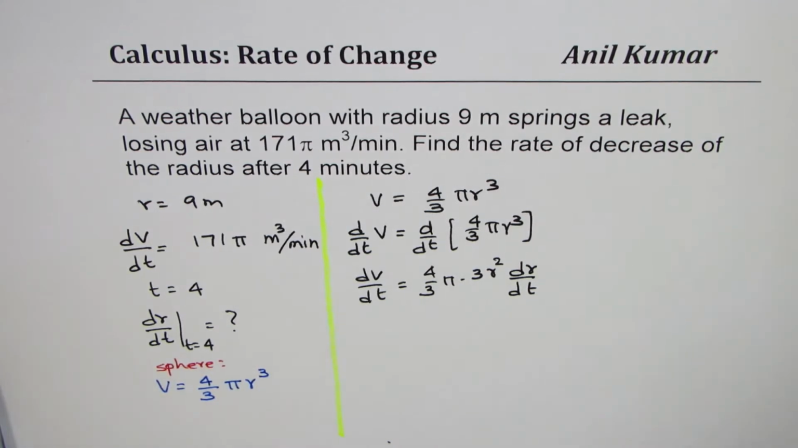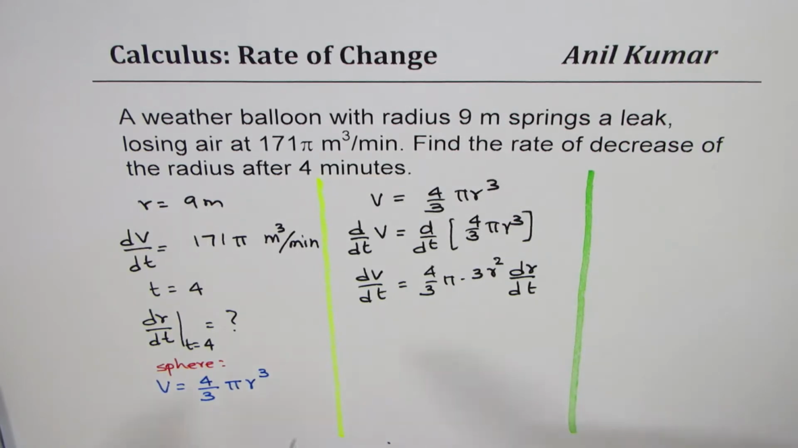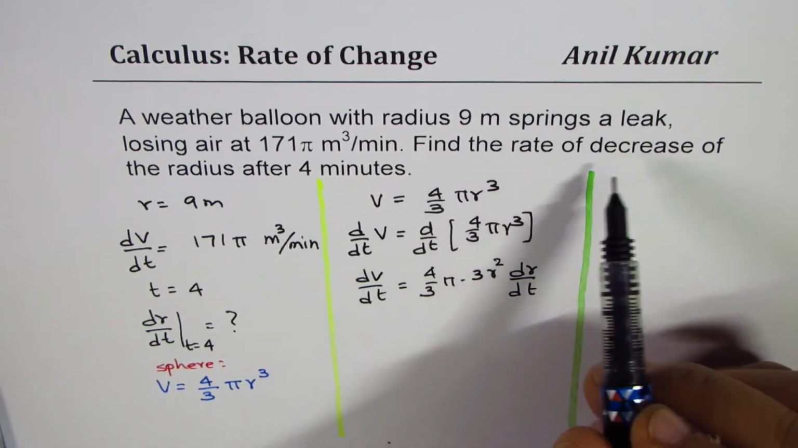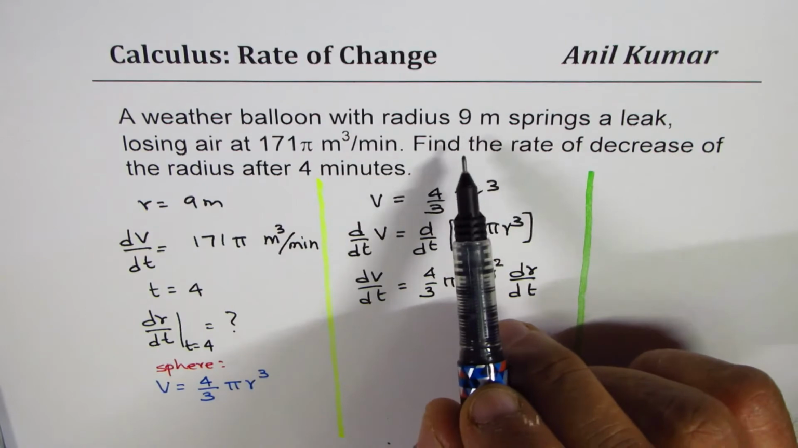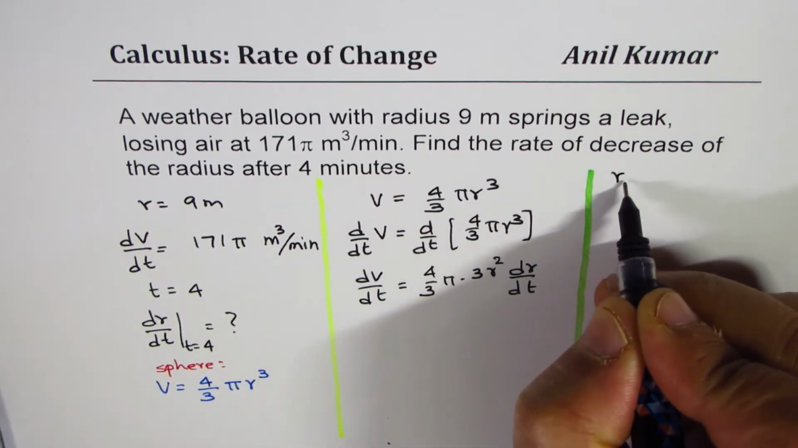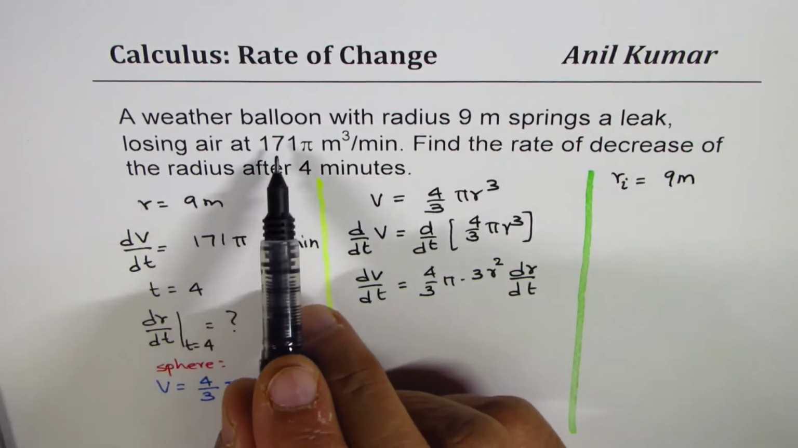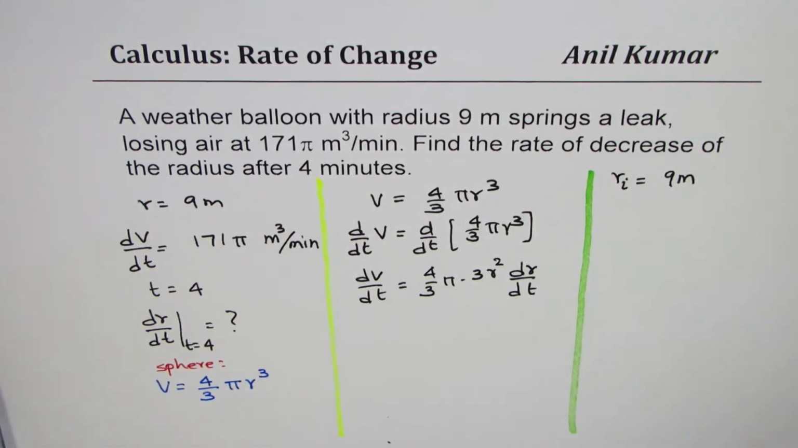So when you get to that stage, then also you can work out what you need. So you need to find r when t is 4, correct? That is what is important, when t is 4. How do we find that? Now the rate of decrease in radius is what we need to find. Let's say initial radius is 9 meters. Is losing air so many meter cube per minute. So in 4 minutes, how much volume will be lost? That is what you have to figure out.